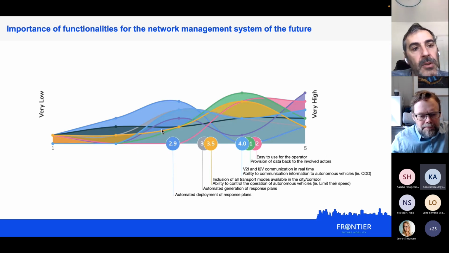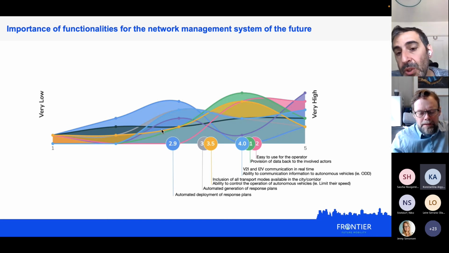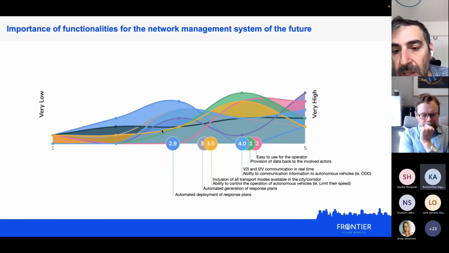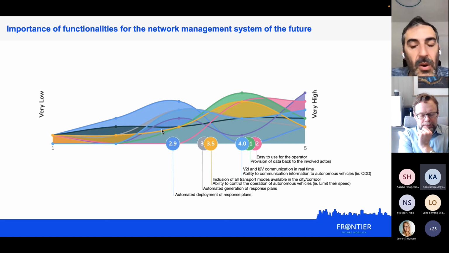And the last one is about any functionalities that a future network management system must have. And again, the most popular one here is the easiness for the operator to be able to use the system, and also provision of data back to the involved actors. And again, there's a lot of discussion today about data, who has the governance over the data, et cetera, et cetera. So you can see this is also an issue that needs to be looked at in the future. And that's it.